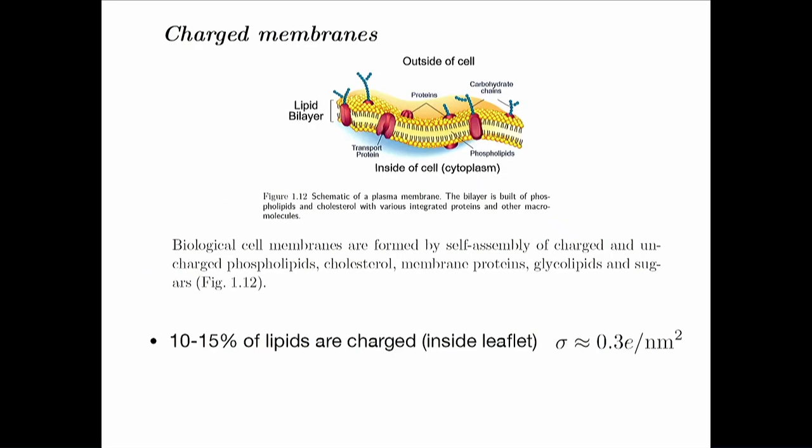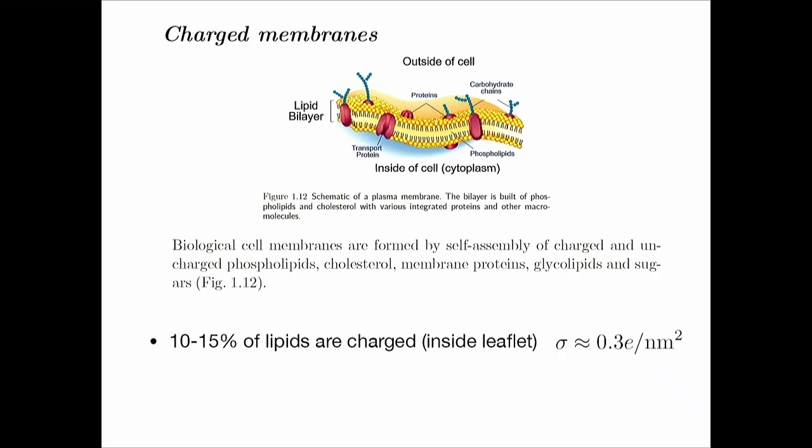And finally, charged membranes. The membranes in the cell are made of two layers of phospholipids. Phospholipids are a kind of amphiphilic molecule with a hydrophilic head and a hydrophobic tail. So you have the hydrophobic tails, which bind together on both sides. That makes a membrane which isolates the outside of the cell from the inside of the cell.